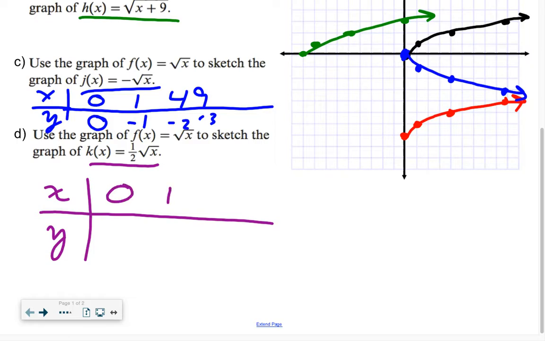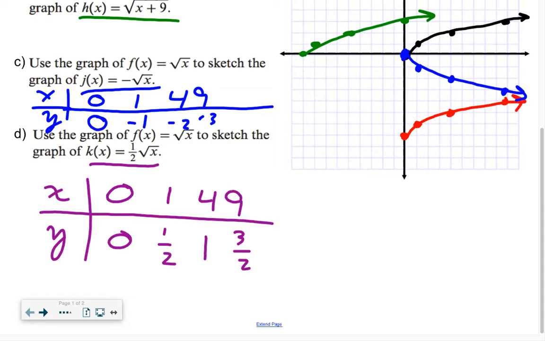Let's go 0, 1, 4, 9 again. Square root of 0 is 0, half times 0 is 0. Square root of 1 is 1, half of 1 is half. Square root of 4 is 2, half of 2 is 1. And the square root of 9 is 3, half of 3 is 3/2.